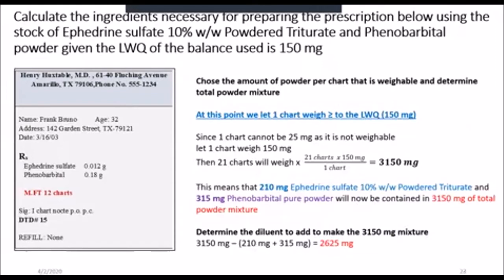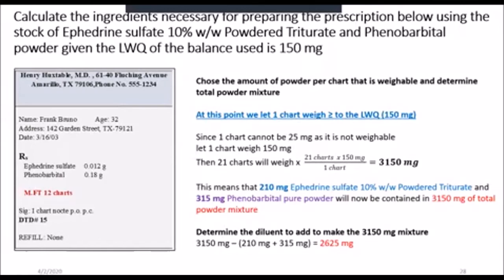We're going to choose the amount of powder that will go in each chart that is weighable. Remember that we can let each chart weigh greater than or equal to the least weighable quantity, which in this case is 150 milligrams. Since one chart cannot be weighed because it's 25 milligrams, we're going to let one chart weigh 150. And again, you don't have to let it be 150, it can be 160, it can be 200, but we try to be as conservative as possible. So we're going to stick with the least weighable quantity. So if one chart will weigh 150 milligrams, clearly 21 charts is going to weigh 3,150 milligrams.